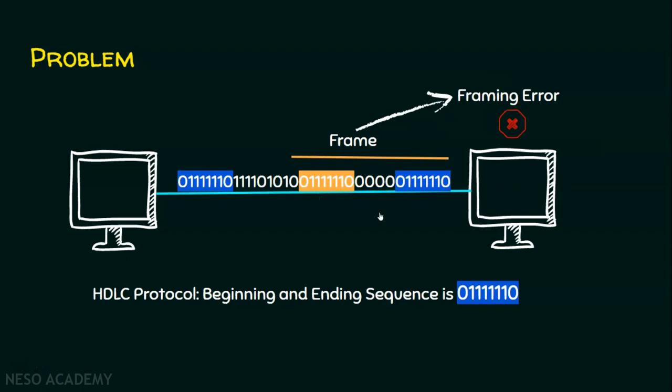So the problem statement is, if the beginning sequence or the ending sequence appears in the data part, because this data part is received from the upper layers, so we don't know what the upper layers generate, the receiver may misunderstand that this is the end of the frame. So we are required to rectify this issue. And the solution for this problem is bit stuffing.